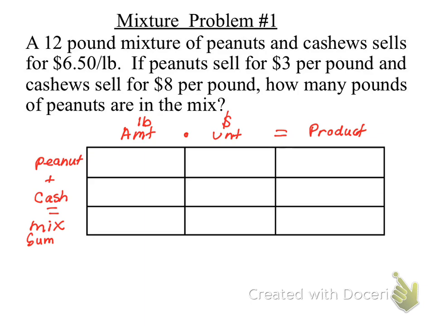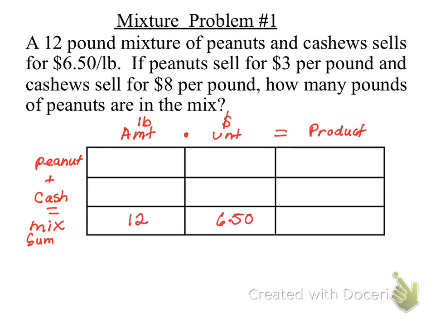All right, so do we know how many peanuts we have? A 12-pound mixture of peanuts and cashew sells for $6.50. Where does the 12 go? In the pile, the mix. The mix right here. And what is the price of that mix? $6.50. Quantity times cost equals how much you pay, right?